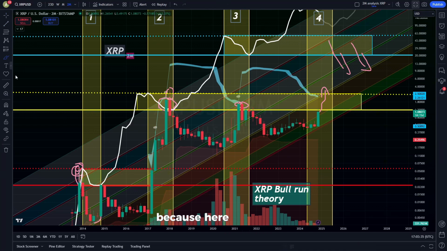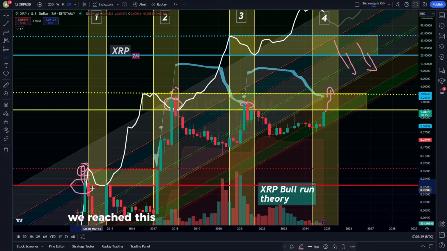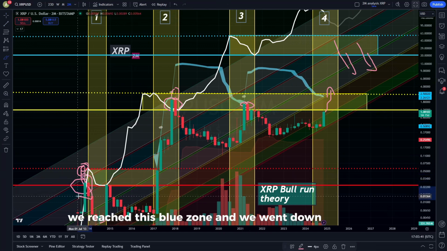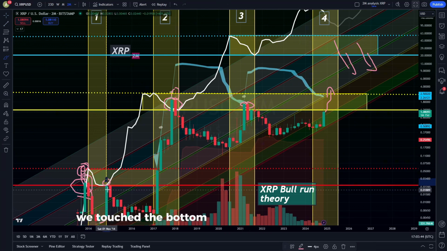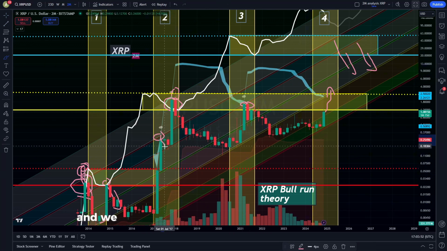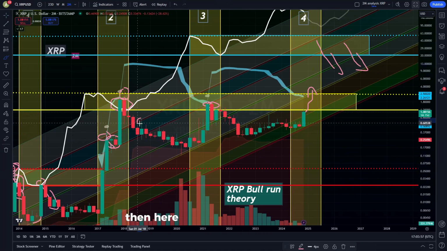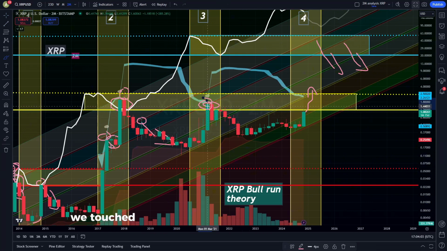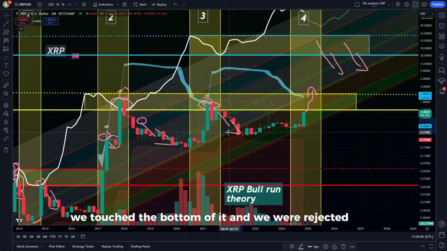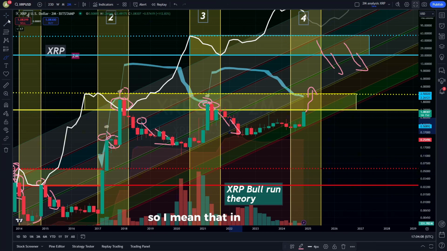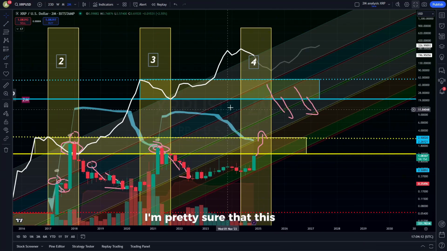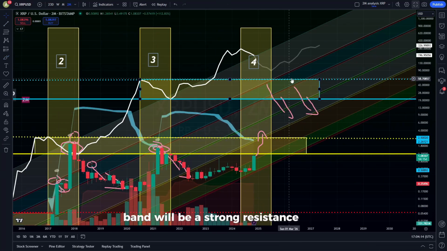Why? Because here, in the past, we reached this blue zone and we went down, right? Here we touched the bottom of it and we went down, okay? Here we pierced it, we touched the top of it this time and we went down and we stayed in it for a while, okay? Then here it was a strong resistance, we got rejected by it, and more recently we touched the bottom of it and we were rejected by it. So in the future, I'm pretty sure that this blue band will be a strong resistance also.